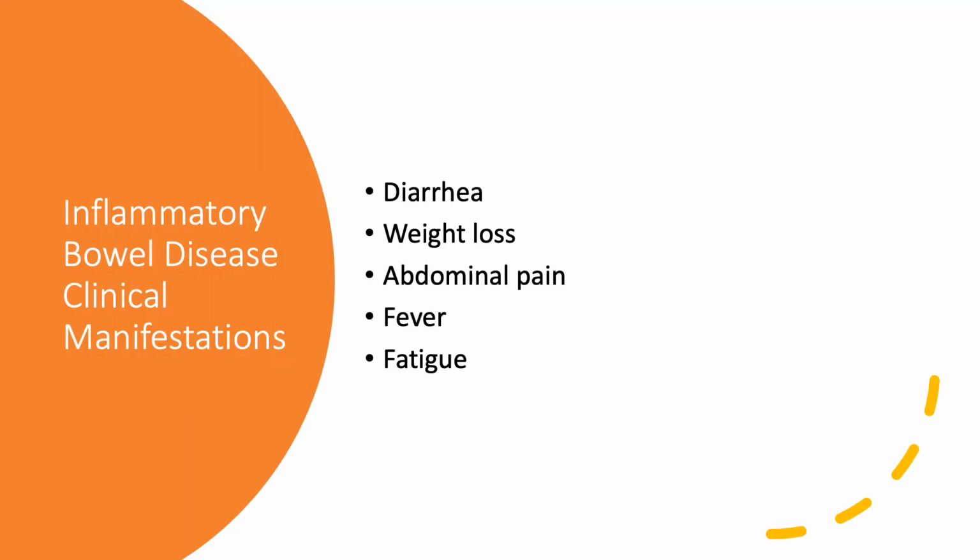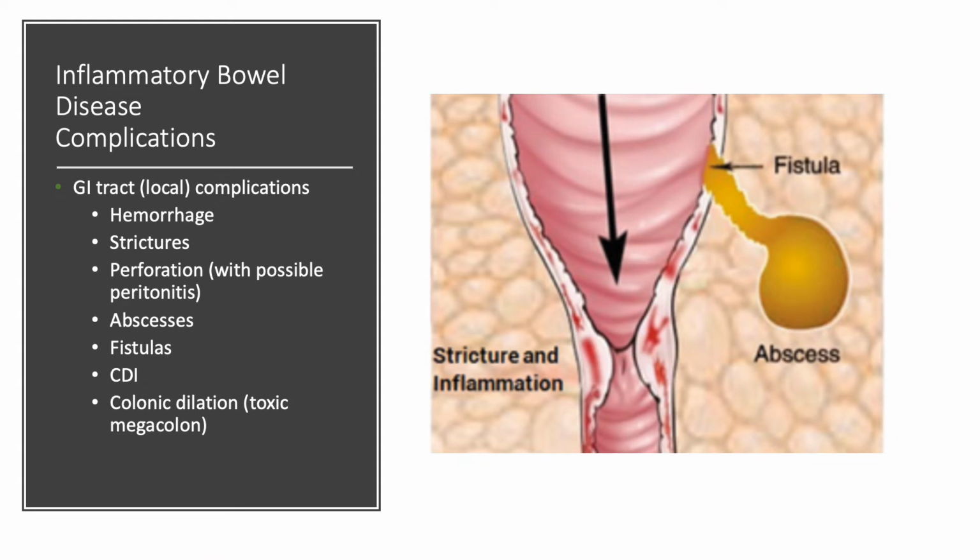Signs and symptoms of this include diarrhea, weight loss, abdominal pain, fever, and fatigue. Complications that can occur include hemorrhage, strictures, perforation, possibly peritonitis, abscesses, fistulas, CDI, which is Clostridium difficile infection, and colonic dilation or toxic megacolon, which is a condition where the colon actually dilates and becomes full of gas and stool and doesn't function well, can't pass it out, in which case the patient may end up needing an emergency colectomy.